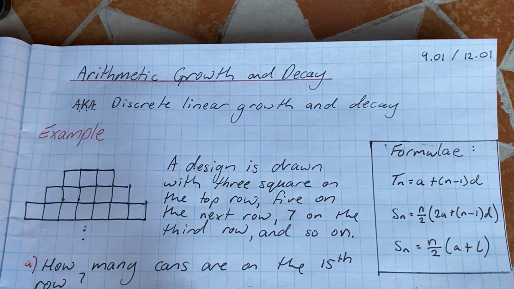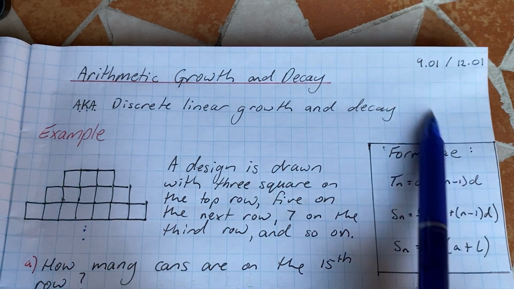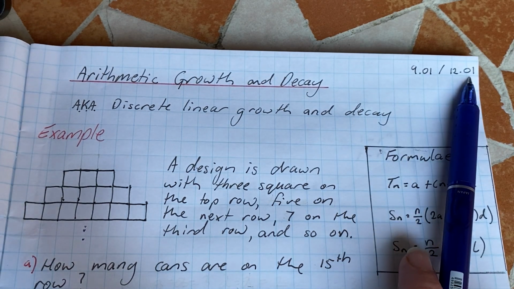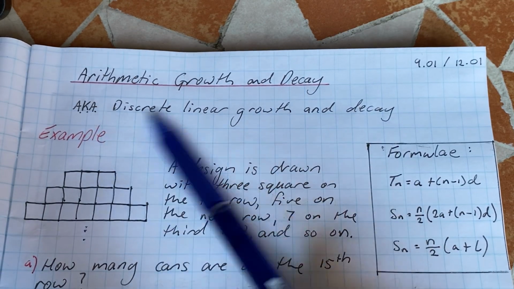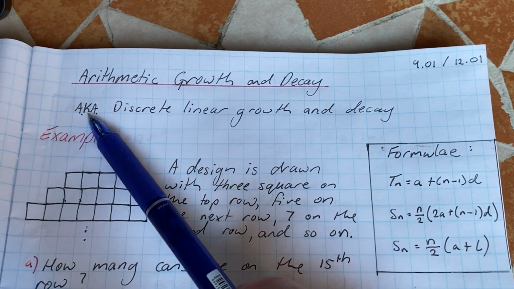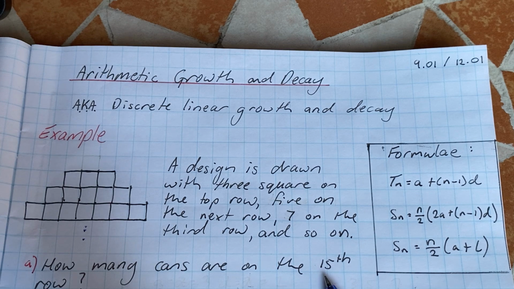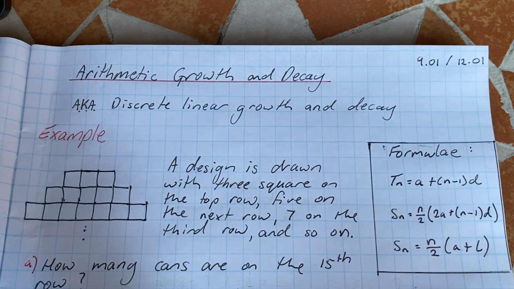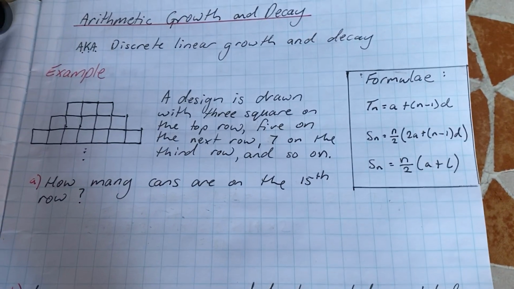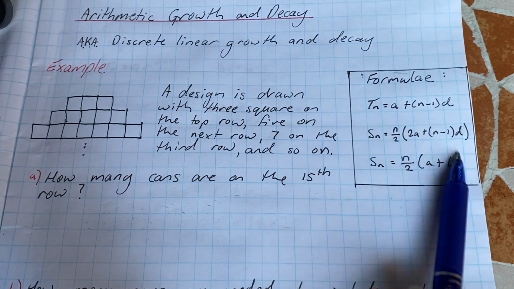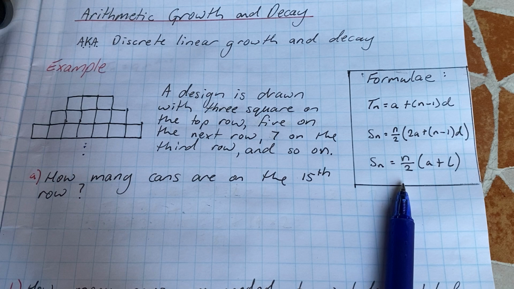Okay, this exercise is arithmetic growth and decay. Now I have given the exercise numbers from both the advanced textbook and from the extension textbook. Arithmetic growth and decay is also known as discrete linear growth and decay. It's basically practical applications of the sequences and series we learned earlier. So we have these arithmetic formulae from the front page of our reference sheet.